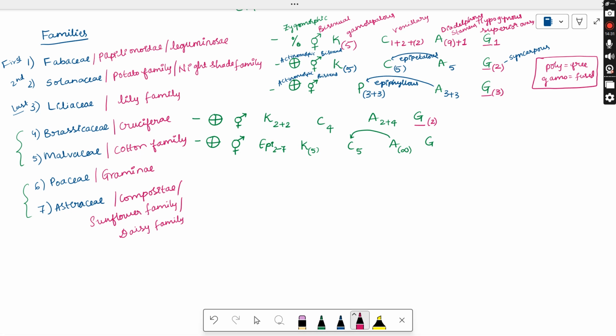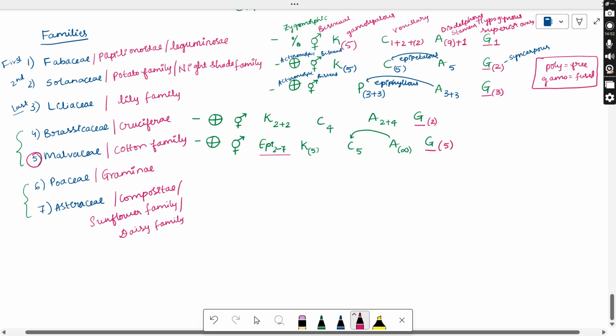Coming to this gynoecium, the hypogynous superior ovary is present, 5 carpels which are in fused condition. So pentacarpellary syncarpous type of gynoecium can be seen in the Malvaceae. So Malvaceae is the fifth family we are discussing here. So remember this gynoecium number 5. And the special feature is it is containing the epicalyx.